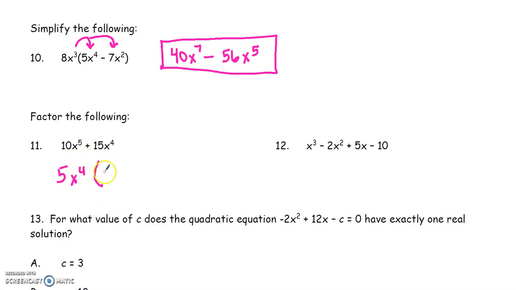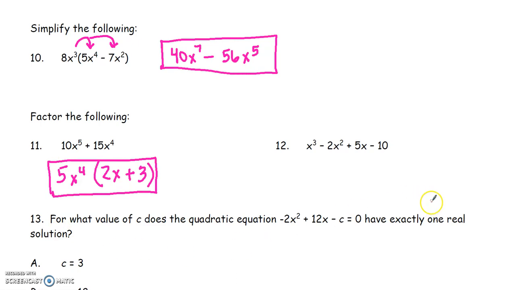So 5 times what is going to give me 10? Well, 5 times 2. And then I need x to the 5th, and I only have x to the 4th, so I'm missing an x. Plus 5 times what will give me 15? That will be 3. I need x to the 4th, but I already have x to the 4th, so I don't need another x. So I am done with number 11.